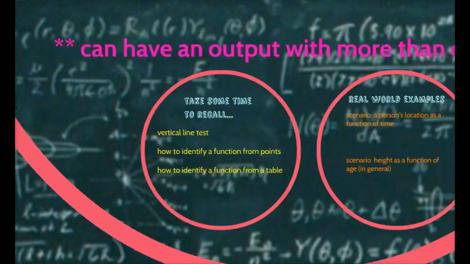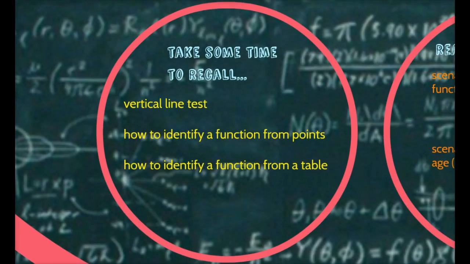Okay. A few things that we're not going to cover in this lesson that you may want to review on your own include the vertical line test, how to identify a function from a set of points, and how to identify a function from a table. If you have any questions about these three items, just let me know and we can review them together. But for the most part, you can either find them in your textbook or it's something that you just know how to do already.